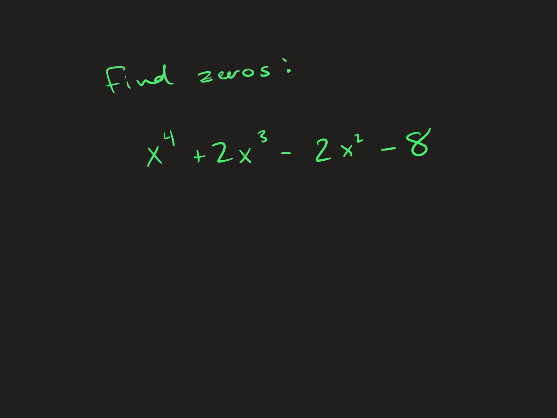All right, let's say one more question. I don't know if this is going to work out because I'm just making it up off the top of my head, but let's say I had x to the 4th power plus 2x squared, actually 2x cubed minus 2x squared minus 8. And let's say this said find the zeros. Can I factor this? Okay, let's say we can group them.